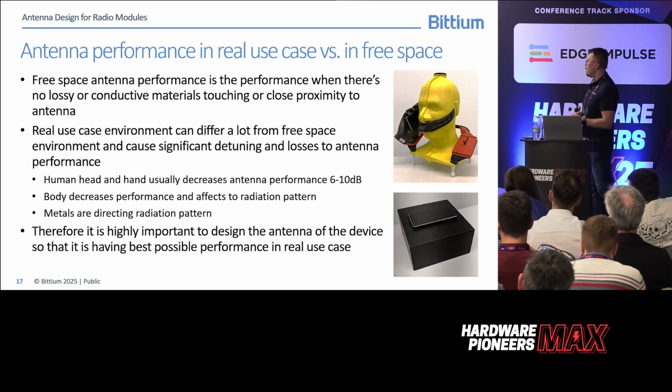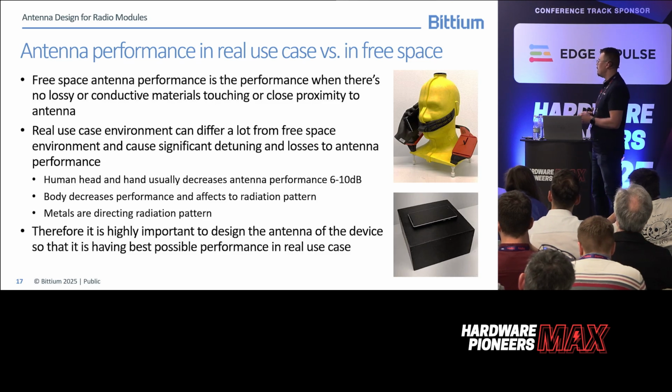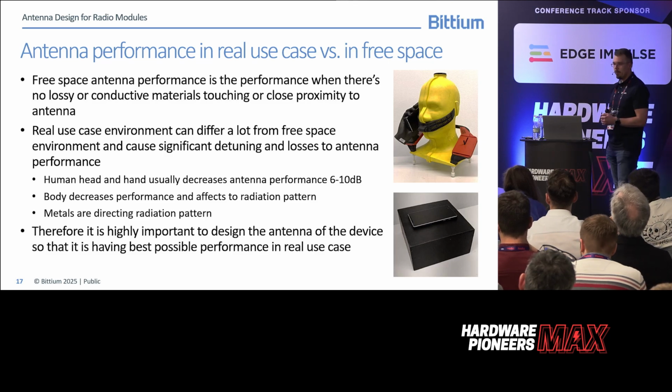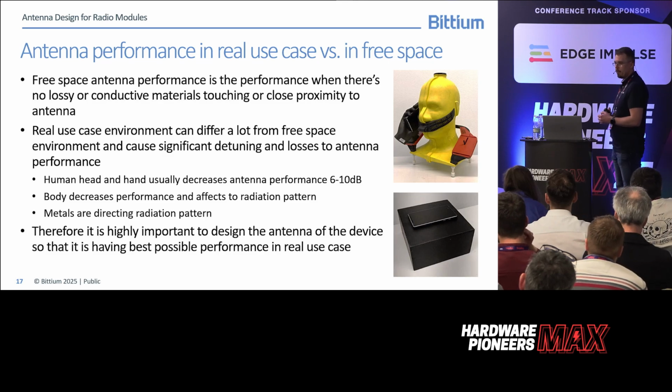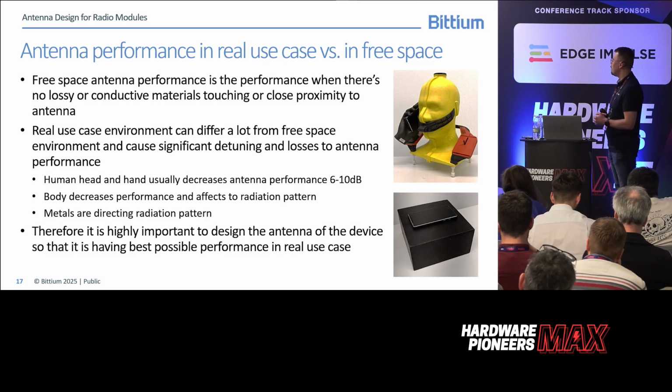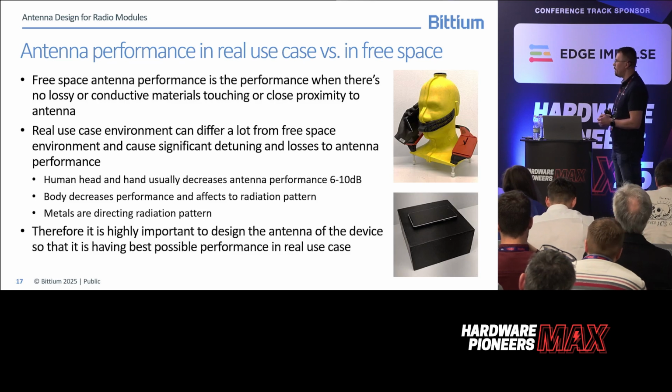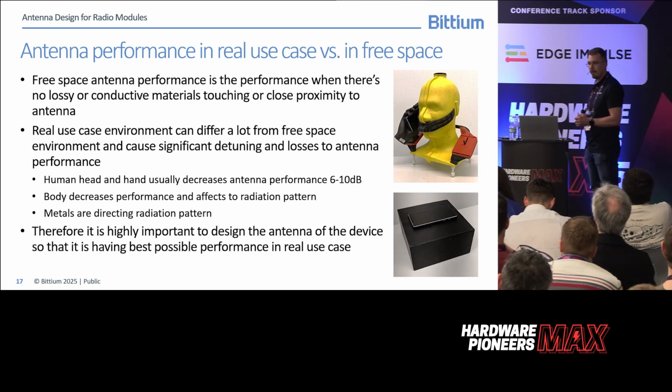The body decreases the antenna performance, but also affects the radiation pattern, as the body directs the radiation away from the human body. Metals also direct the pattern. Therefore, it is highly important to design the antenna of the device so that it has the best possible performance in the real use case. Because what do you do with an antenna which performs very well in free space if it doesn't work in the real use case?